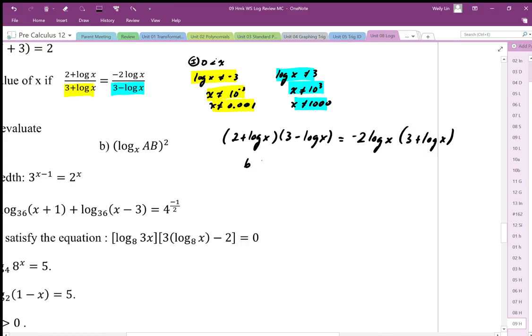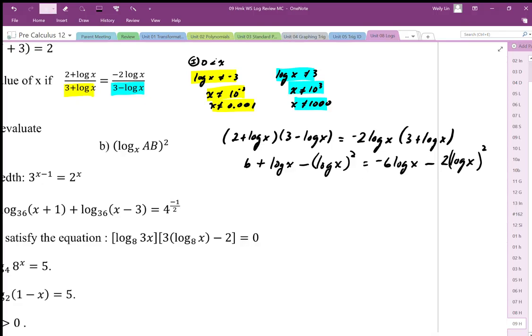Expanding this out, I get 6, then 2 log x, -2 log x plus 3 log x means I have 1 log x. And then log x times log x, I end up with log x squared. On this side, I end up with -6 log x minus 2 log x, and that log expression squared. This is why we have a quadratic equation, because the log is squared. So I'm going to solve this as a quadratic equation first.